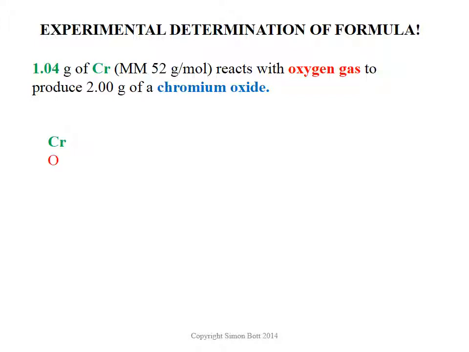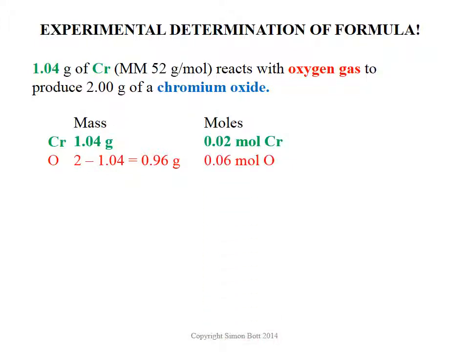We've got chromium and we've got oxygen. The mass of chromium is 1.04 grams. Mass of oxygen, as I just said for that previous example, is going to be 2 minus 1.04, which is 0.96 grams. As soon as you know mass, you can determine moles. Moles of chromium in this example, 0.02 moles, by dividing the 1.04 by 52, and for oxygen it's 0.06 moles. We just take 0.96, divide that by 16.